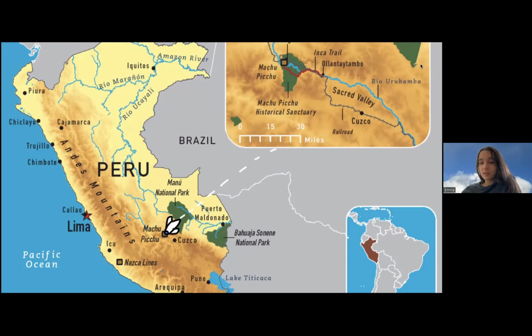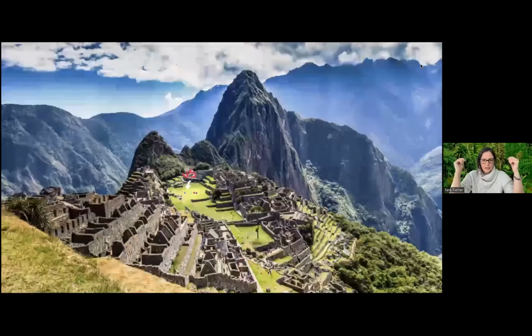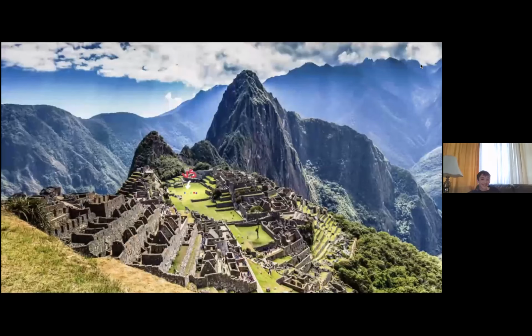This is our last trip to Peru. This trip, we are not going to go on the coast with the birds. We're going to go to a very famous historical sanctuary called Machu Picchu. My grandfather's been there. It's beautiful. Don't you guys want to visit?